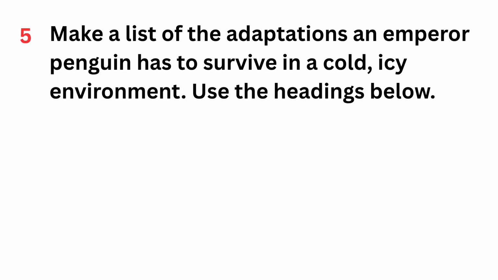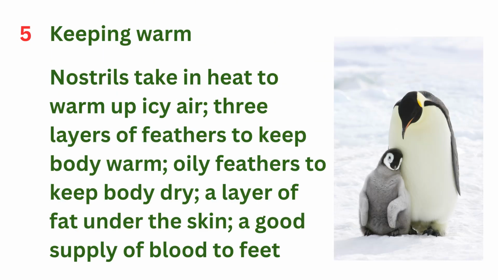Question 5. Make a list of the adaptations an emperor penguin has to survive in a cold, icy environment. Use the headings below. Keeping warm. Nostrils take in heat to warm up icy air. 3 layers of feathers to keep body warm. Oily feathers to keep body dry. A layer of fat under the skin.